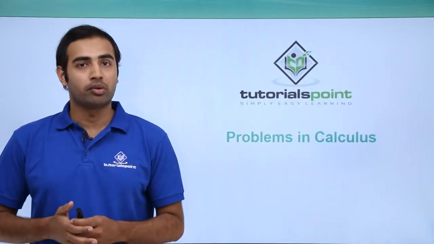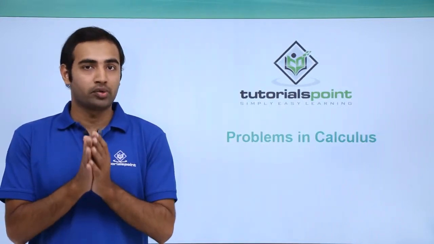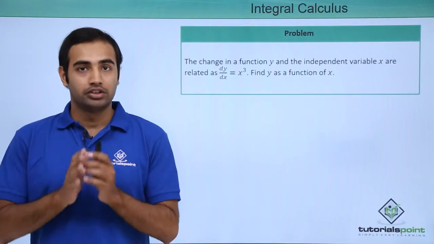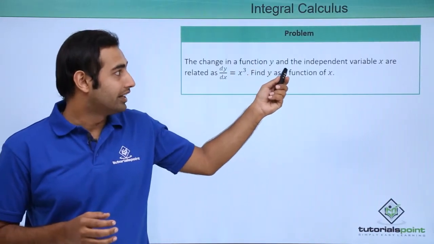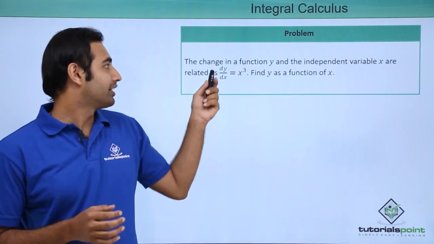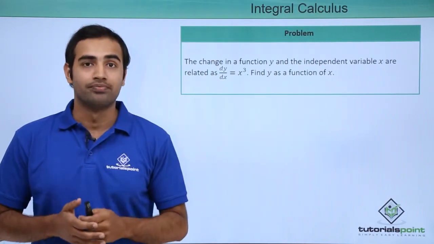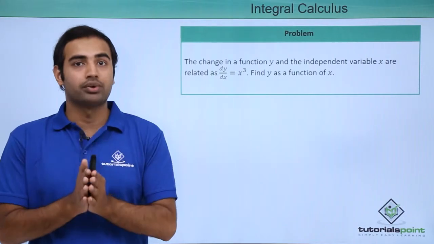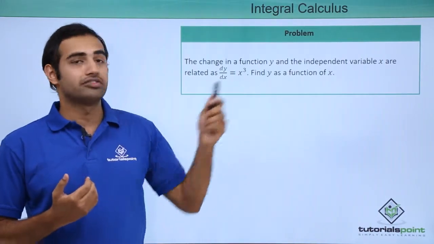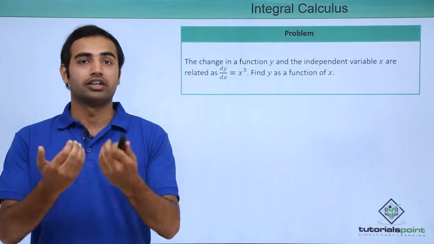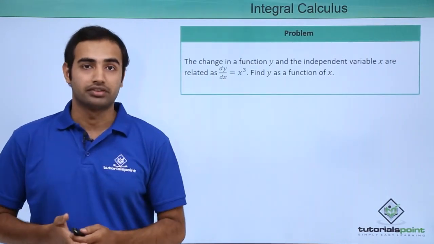Let's talk about some more problems in calculus. Today we'll deal with the problem of integral calculus. The problem goes like this. The change in a function y and the independent variable x are related as dy by dx is equal to x cube. The rate of change of y with respect to x is already given to us as x cube. Find y as a function of x. We have to calculate the value of the function that y represents.